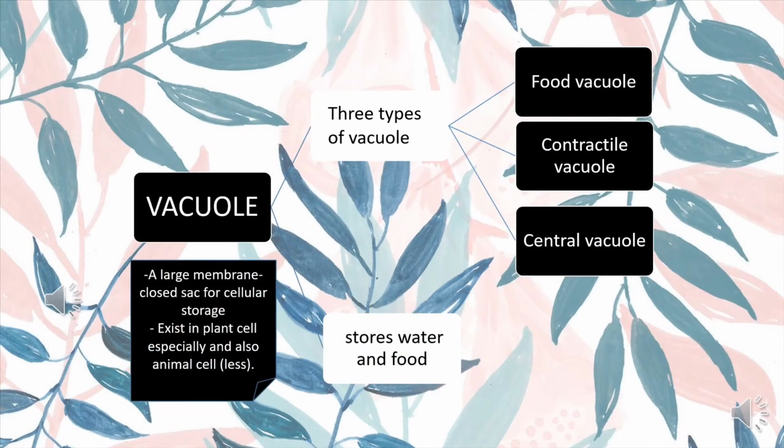Another organelle in eukaryotes is the vacuole. A vacuole is a large membrane-closed sac for cellular storage. It exists in plant cells especially, and also in animal cells, but in lesser amount. Its main function is to store water and food. There are three types of vacuole: food vacuole, contractile vacuole, and also central vacuole.